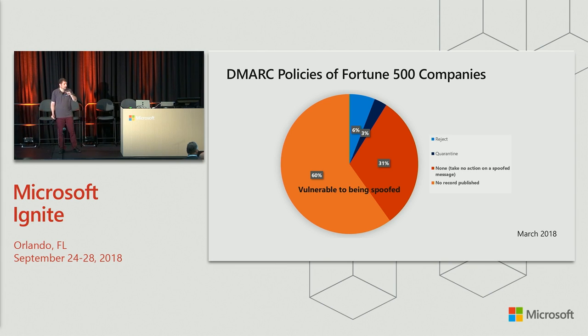Everybody else, the 31% that had no policy, or the 60% that had no DMARC record at all, they are all vulnerable to having their domain and their sender addresses being spoofed. You don't want to be in that category as well. And as I say, what we're going to say today, it's hard, it has risk, but it can be done well, and it's not that hard to really do if you spend just a little bit of time at it.